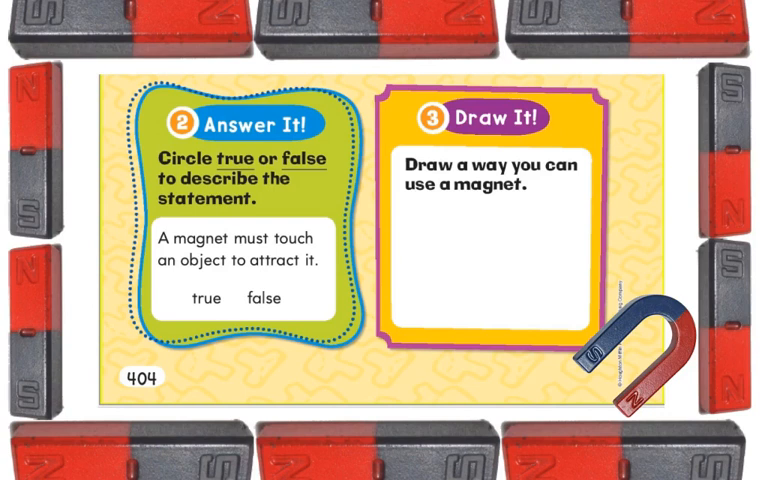Number 3, I want to see your creativity. You have to draw. What are you going to draw? Draw a way that you can use a magnet. You can look around your house. You can look on the internet and you will find ways that you can use a magnet.